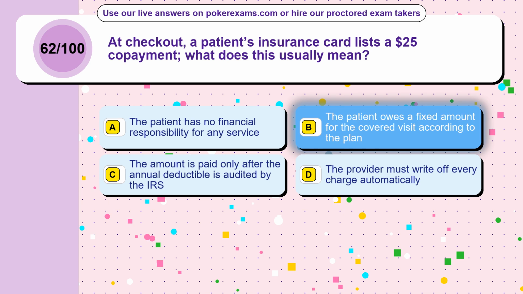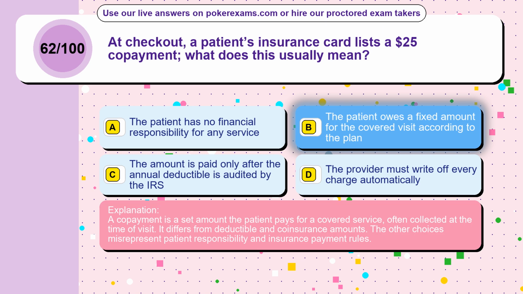The correct answer is option B. The patient owes a fixed amount for the covered visit according to the plan. A copayment is a set amount the patient pays for a covered service, often collected at the time of visit. It differs from deductible and coinsurance amounts. The other choices misrepresent patient responsibility and insurance payment rules.